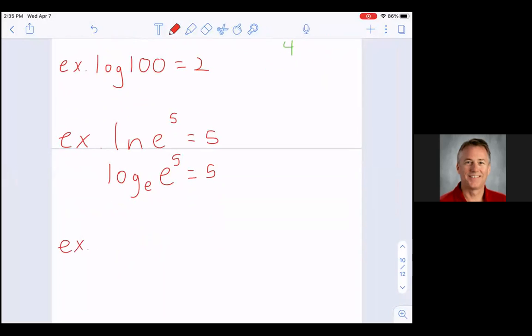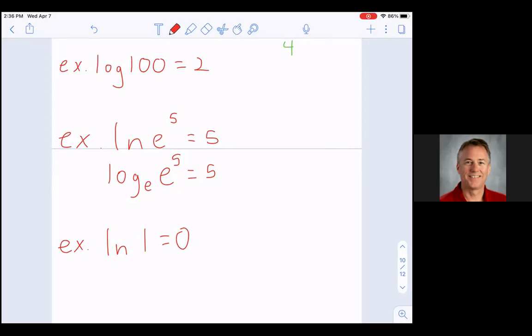Somebody asked a good question. What if I did the natural log of 1? Well, let's see if anybody gets this. So that's asking e to what power is equal to 1? E to the first would be e. Very good, e to the 0 power is equal to 1. Remember, anything to the 0 power is equal to 1, right?